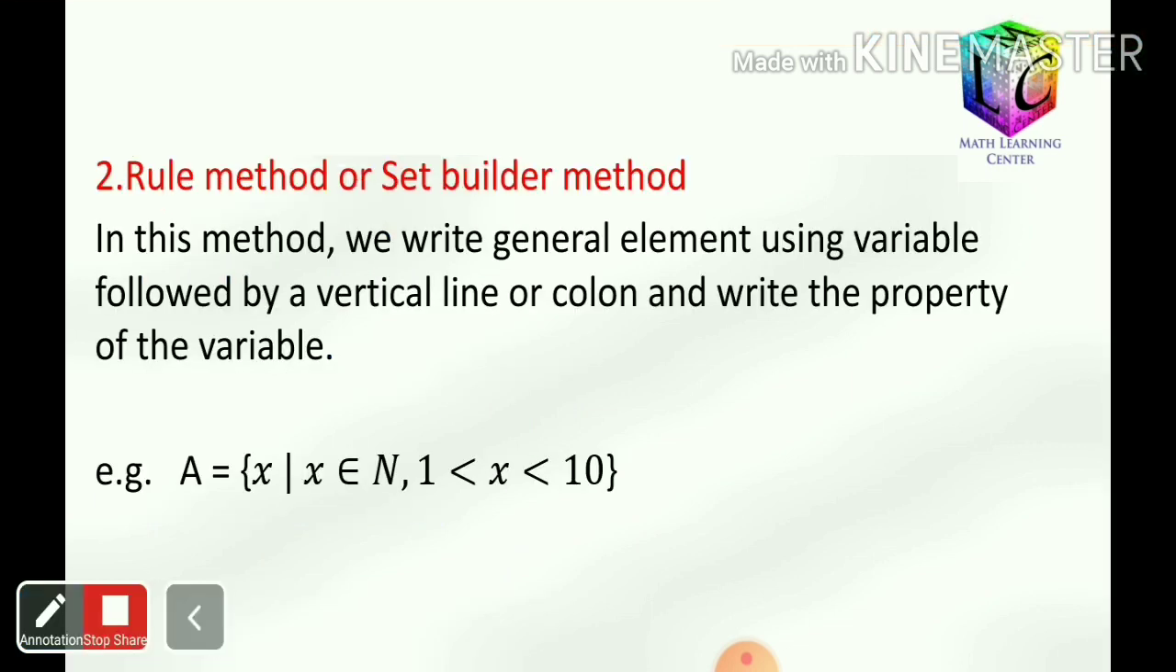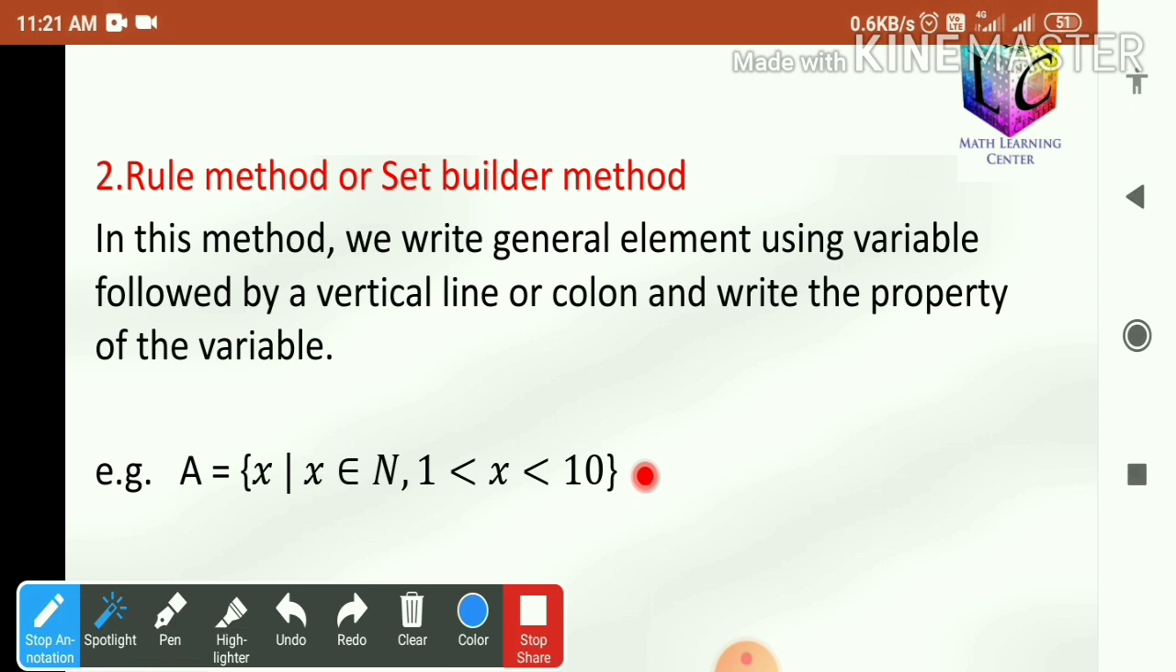Now the second method is the rule method, which is also known as the set builder method. In this method, we write a general element like x using a variable, followed by a vertical line or colon. So we write one general element, that is x, and one vertical line or colon, which we read as "such that", and then write the property of the variable. Here we mention one property, and using that we can find exactly which elements are in the set.